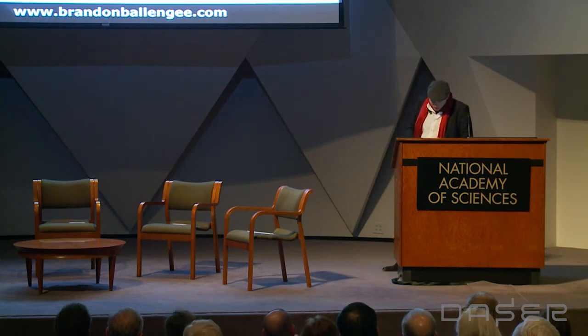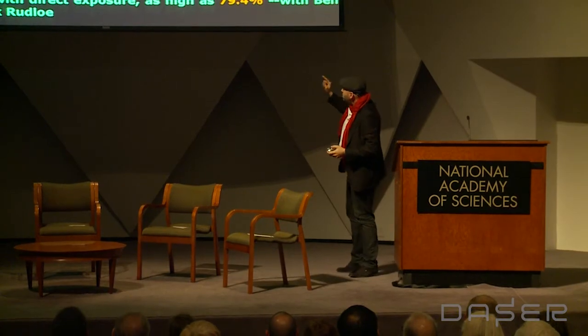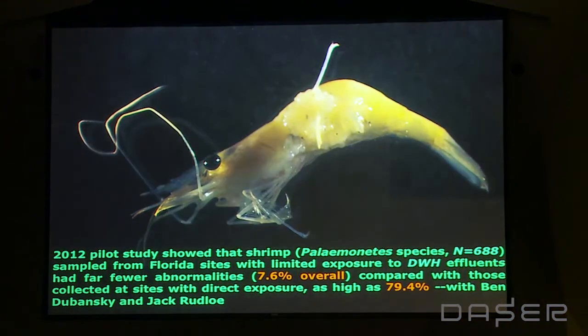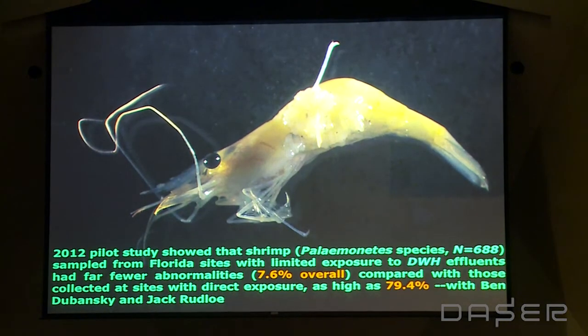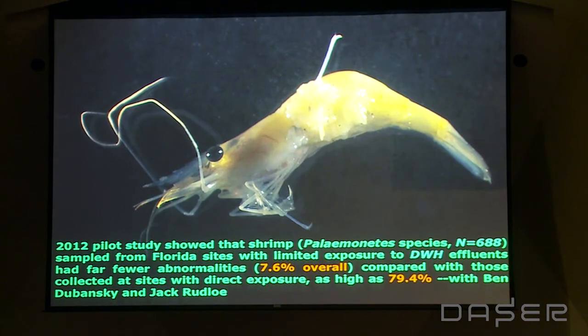I'll talk about some of those numbers in a few minutes, but a related study that Ben and Jack and I worked on together is a tiny little study. We looked at about 700 grass shrimp, those collected in Louisiana that were exposed to Deepwater Horizon influence, and those collected from seemingly more pristine habitats in Florida. Same species. These are tiny little palaemonetes. I don't know if they're popcorn shrimp. Do you know if palaemonetes species are popcorn shrimp? They are? Okay. So this is what Popeyes sells.